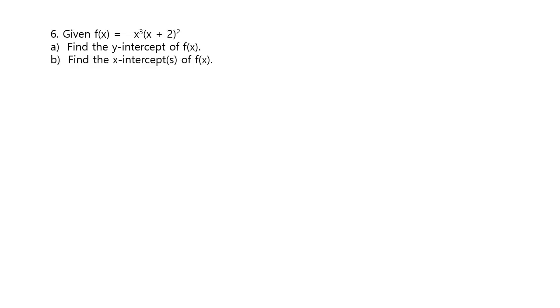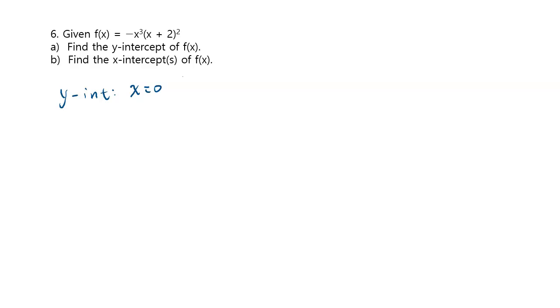You have a function f of x equals negative x cubed times (x plus 2) squared, and the first question is to find the y-intercept. To get the y-intercept, you need to plug in x equal to 0. So let's see what you have for y.